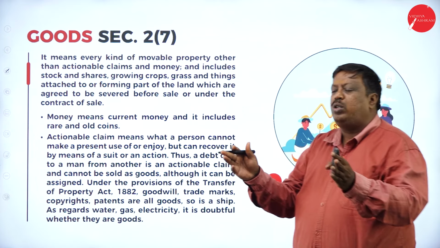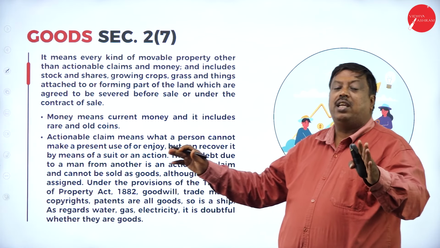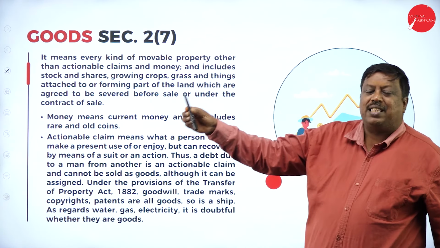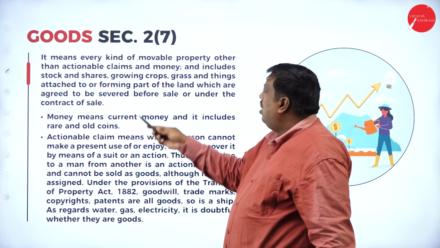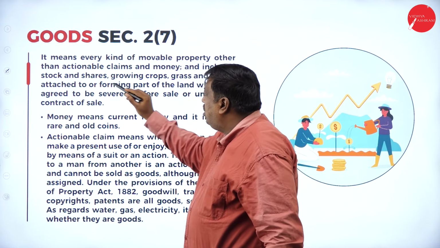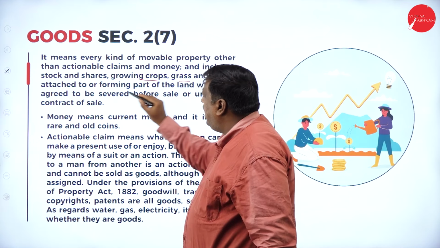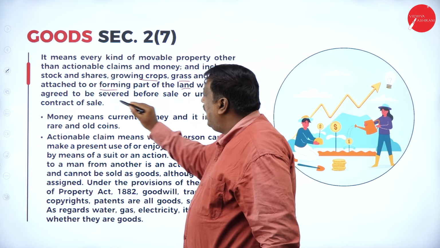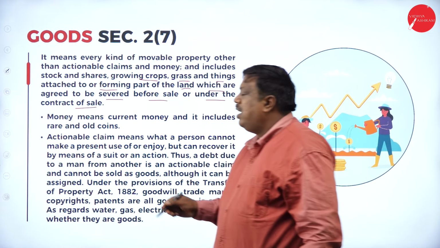Goods. What do you mean by goods here? It means every kind of movable property, like this pen, which I can move from one place to another place. Any goods which are movable property, other than actionable claim and money, and includes stock and shares, growing crops, grass, things attached to or forming part of the land which are agreed to be severed before sale or under the contract of sale.